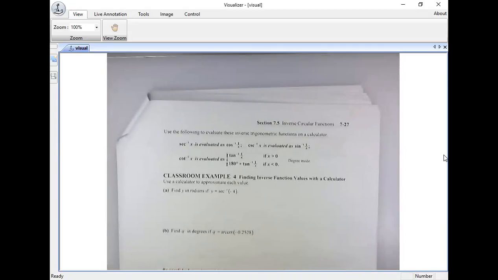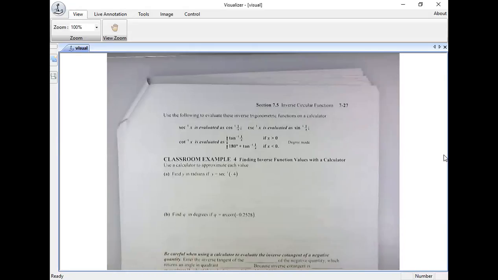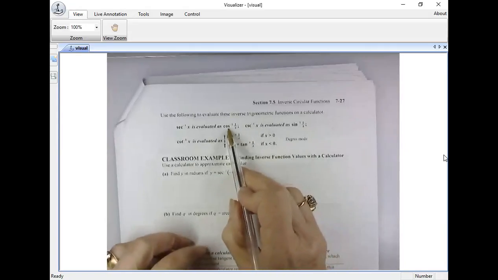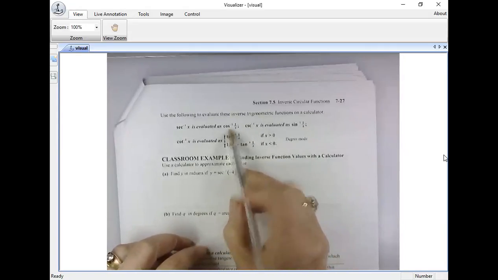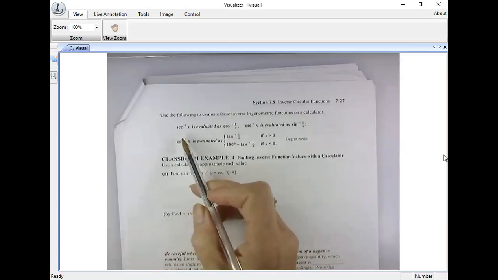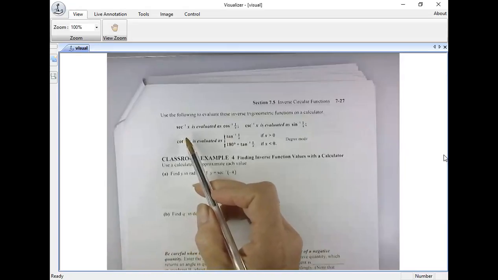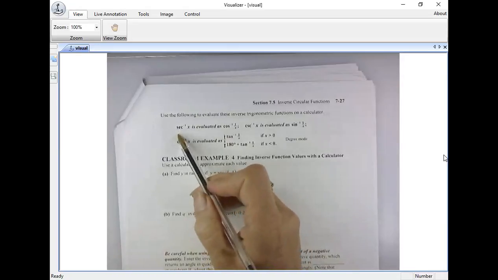All right, look at the next page. If you need to evaluate something on a calculator because maybe it's not a special right triangle, you look at it and you go, whoops, I don't recognize this guy. Then this is telling you how you're going to type it in, because remember, you have an arc sine button, you have an arc cosine button, and you have an arc tangent. What if you needed to get arc secant? What would you have to do?